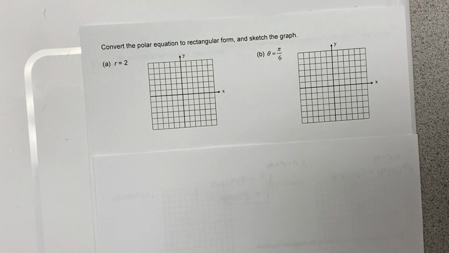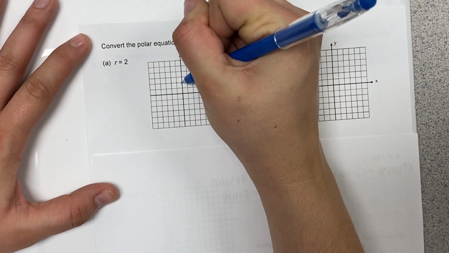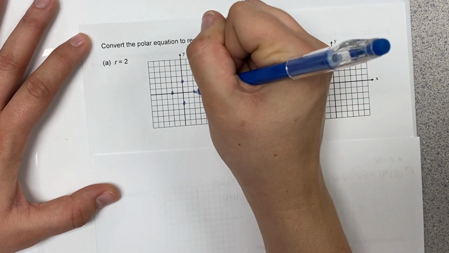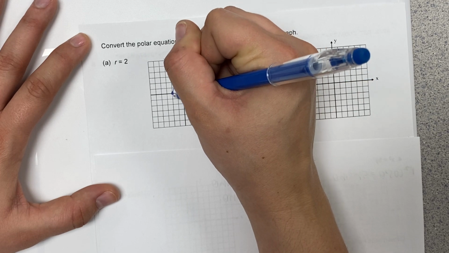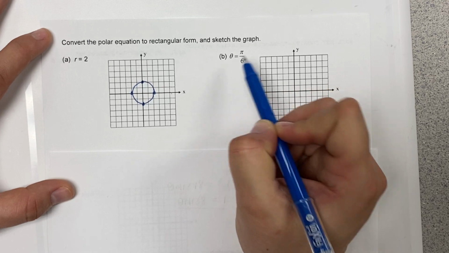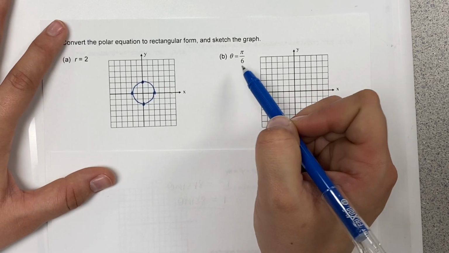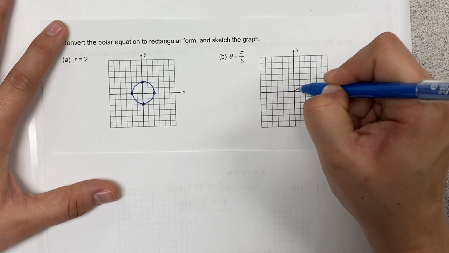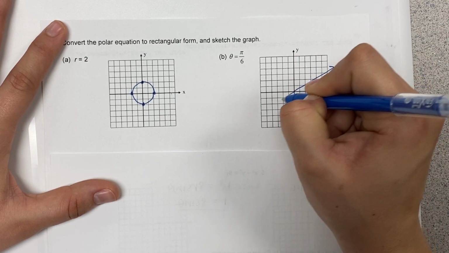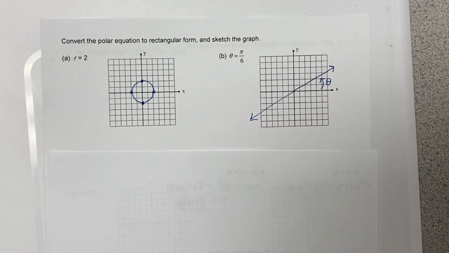Okay, so now we're going to be on an actual graph. So this isn't so much a sketch anymore, as in you want to plot actual points. So if your radius is 2, I'm going to go up 2, left 2, down 2, right 2. Draw my circle. Theta is pi over 6. That's our angle. We know pi over 6 is basically 30 degrees.